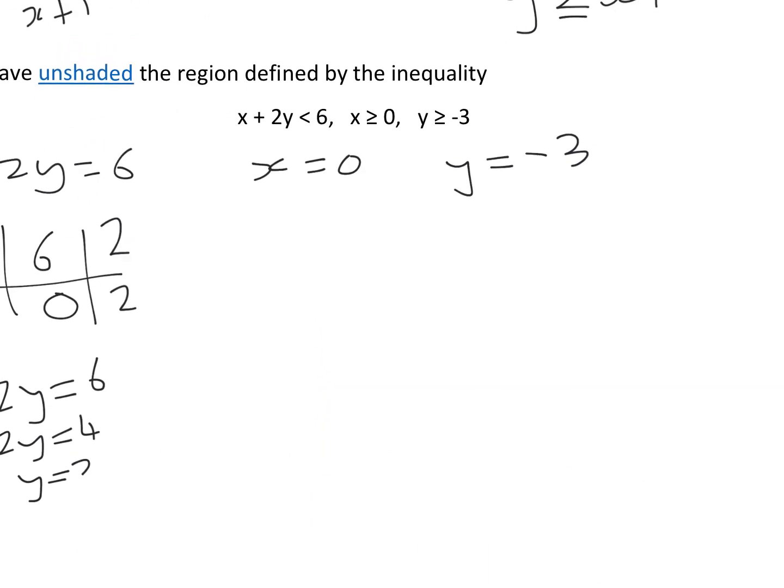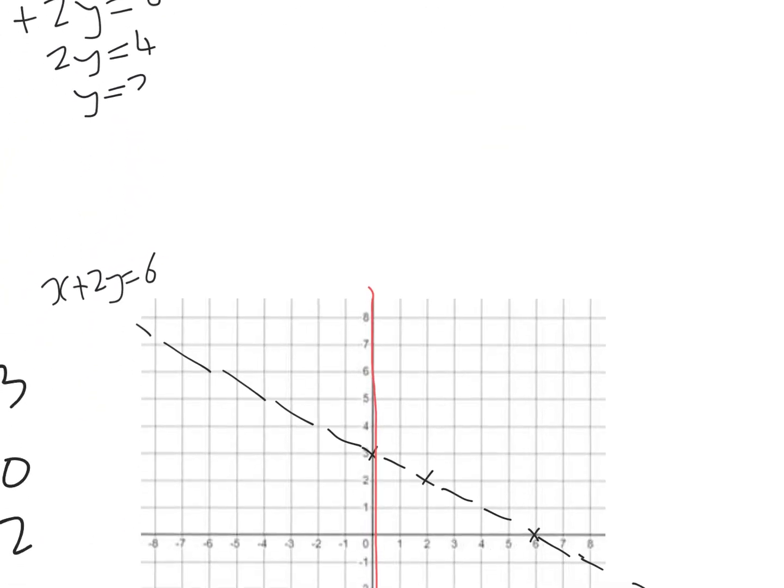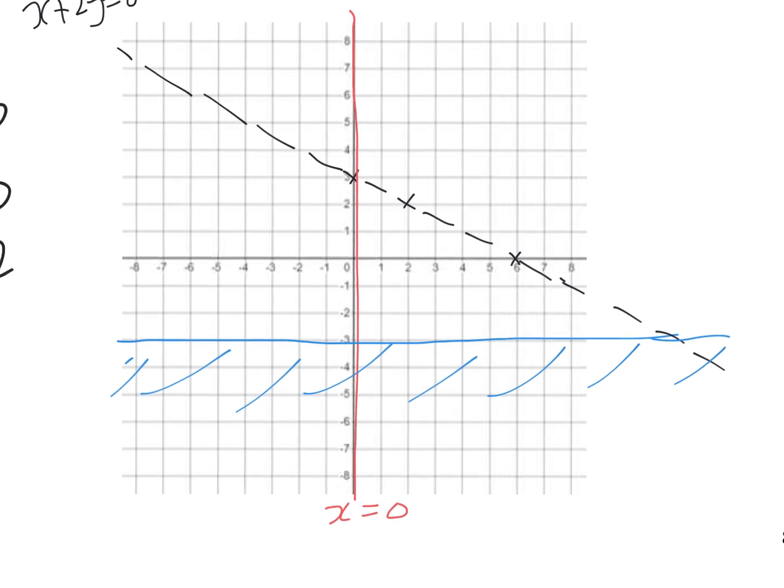Then let's look at the next one. X has to be bigger than or greater than 0. So the x values have to be like 1, 2, 3, 4. So here's where x is 0. To the right is where x is bigger than 0. So this is the correct side. We can get rid of everything where x is less than 0. And now we're left with two regions above this line here and below the line here.